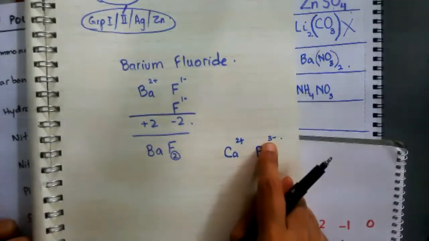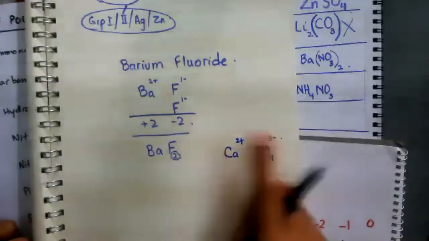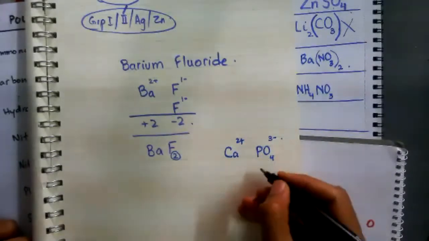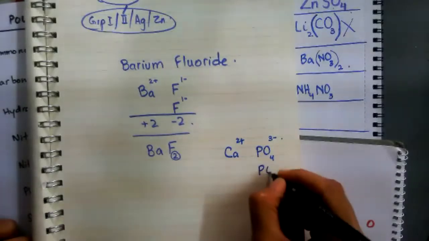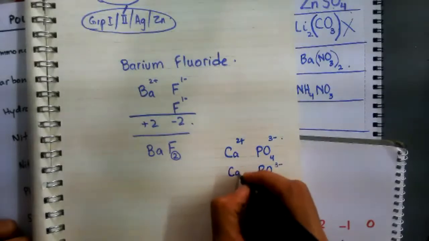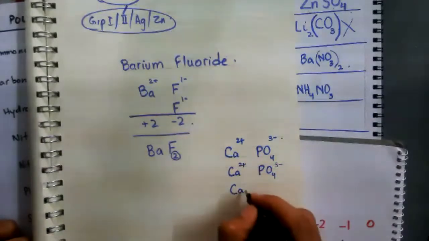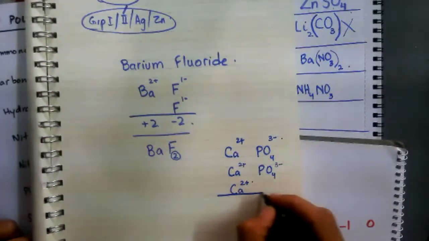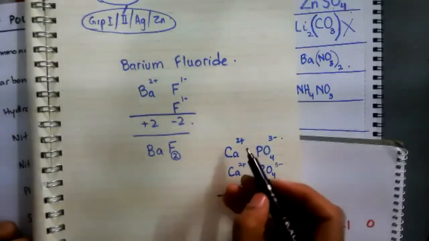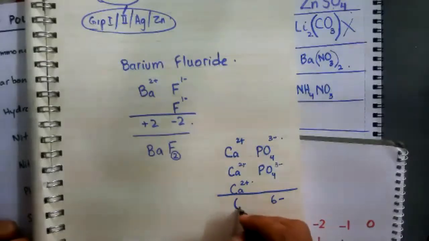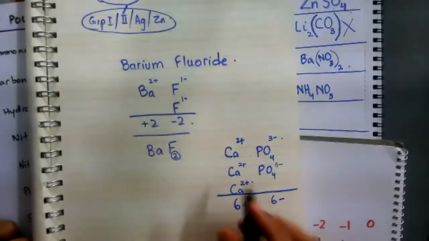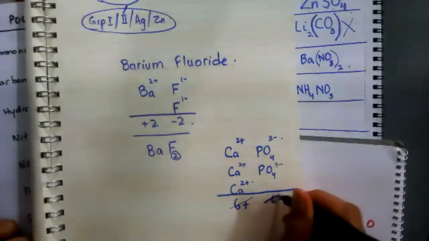Sabiha, I gave you a hint. 3 2s are 6 and 2 3s are 6. So how can I balance this? Add another phosphate. Very good. Add another phosphate, and three calcium. Very good. Sabiha, you're good at this. So now we have 3 minus, 6 minus, and then 2 plus, 2 plus, 2 plus, so 6 plus, right? So now are we balanced? Yes, so the final thing will be neutral, right?